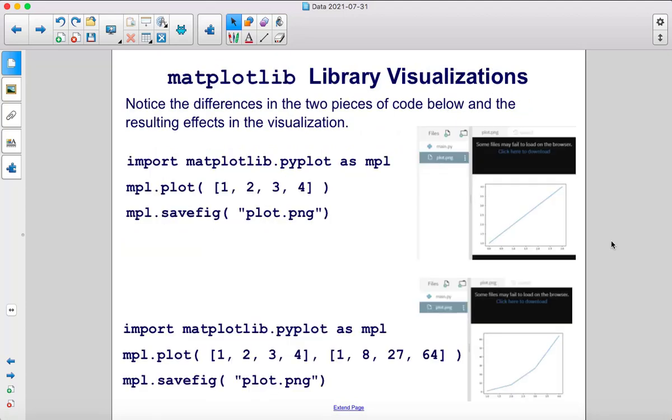Notice the differences in the two pieces of code below and the resulting effects in the visualization. So here, we're plotting two arrays. Here, we're just plotting one array. And you can see that there's more data here, right? There's more of a curve. This is just a straight line.